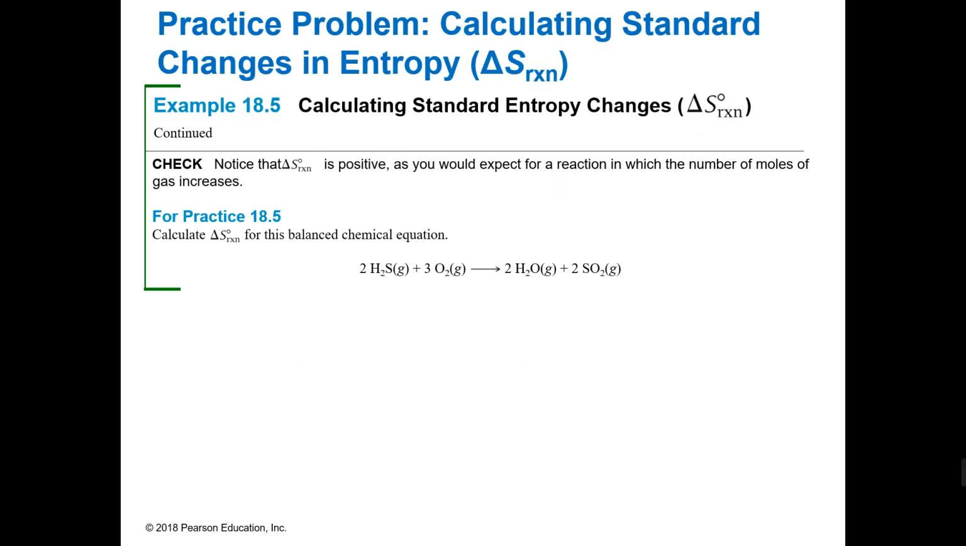Go ahead and practice this one. You can find the values in the back of your book in Appendix 2B. If you have the e-text, you can just drop down to your list of chapters and it should take you right to Appendix 2B. But just look these values up and you're simply going to do the products minus the reactants. Don't forget to multiply by their moles from the balanced chemical equation, where n is moles, and that's going to be delta S naught of the reaction.